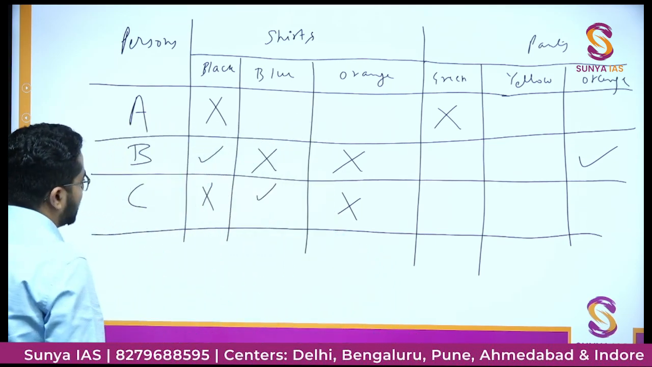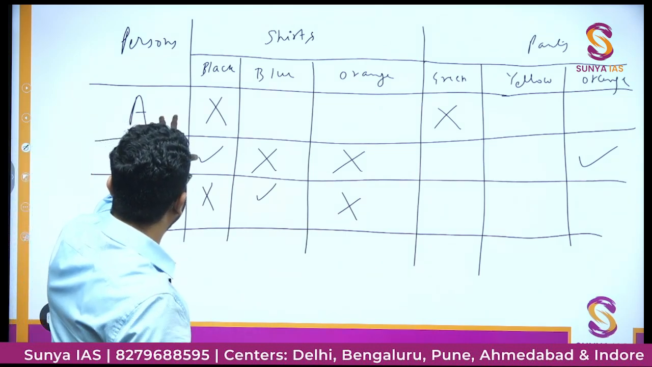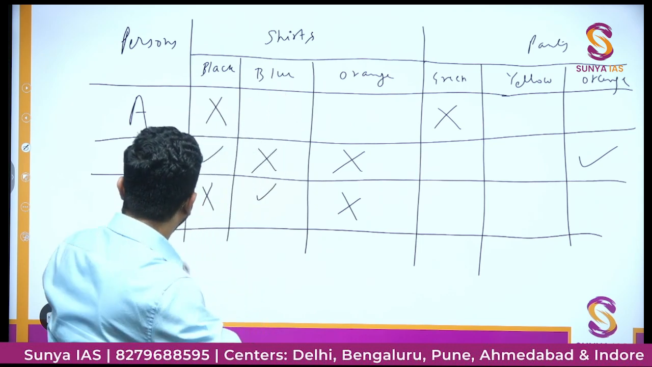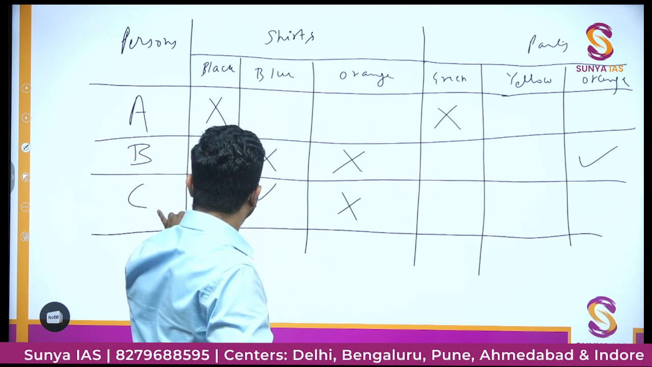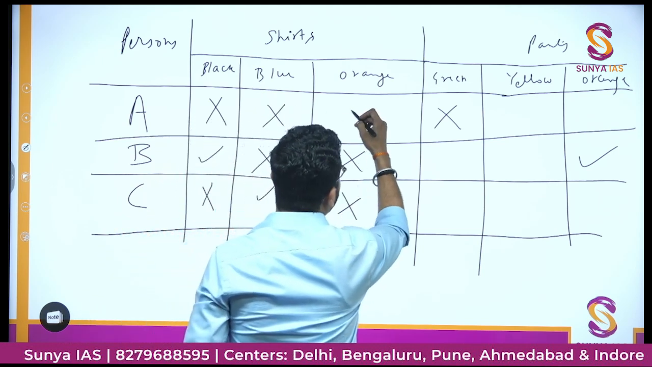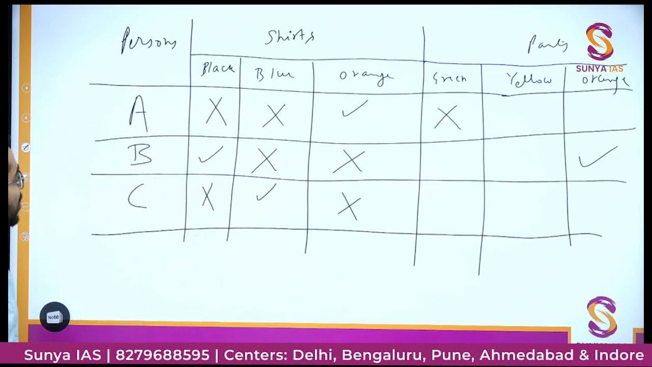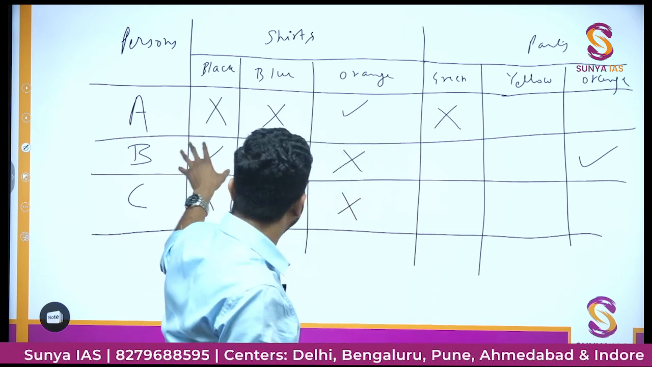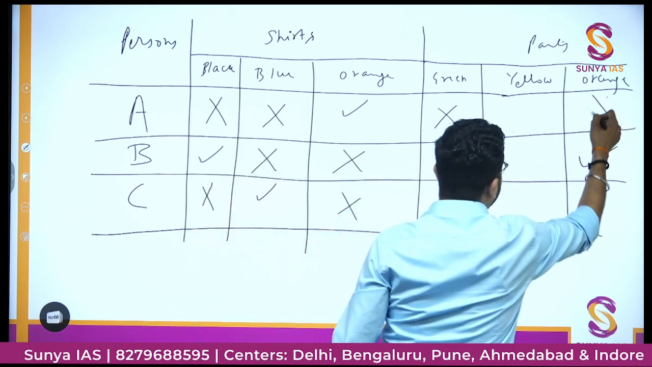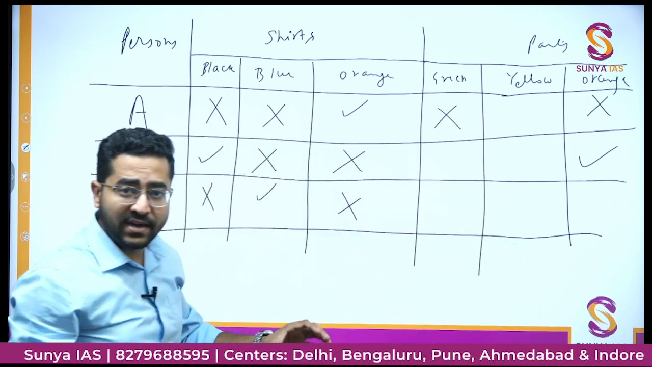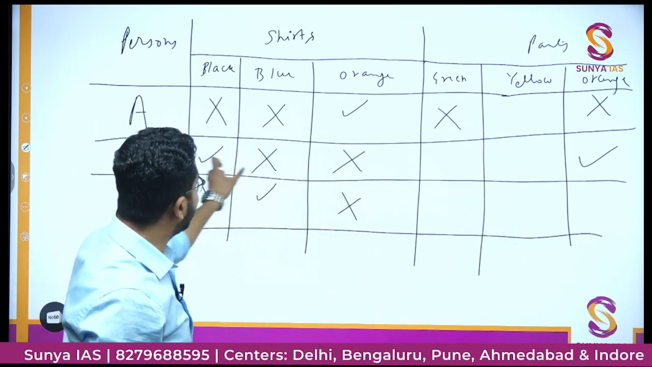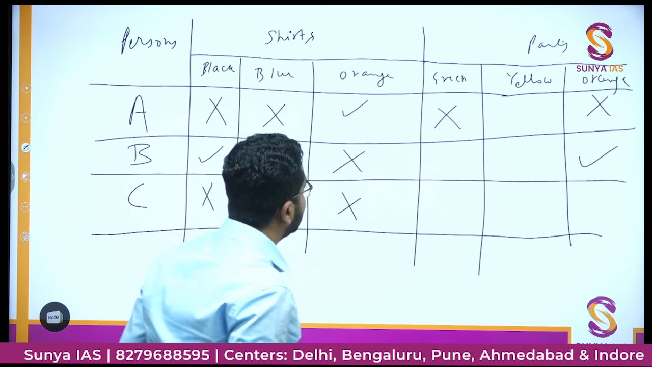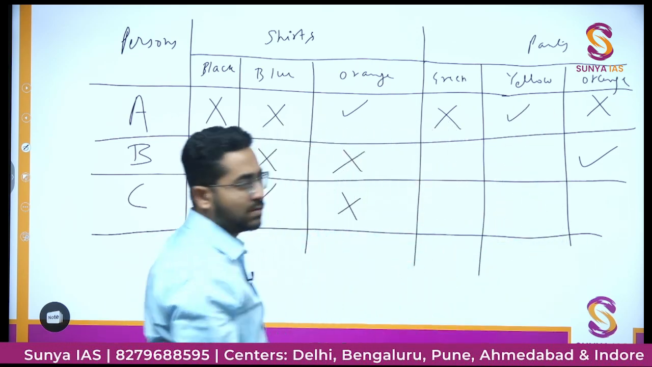Now A cannot wear black, so A has only two options: blue or orange. But blue is already worn by C, so A can wear only orange. So A is wearing an orange shirt. Then he cannot wear an orange pant, because shirt and pant color cannot be the same. So the only option is a yellow pant.